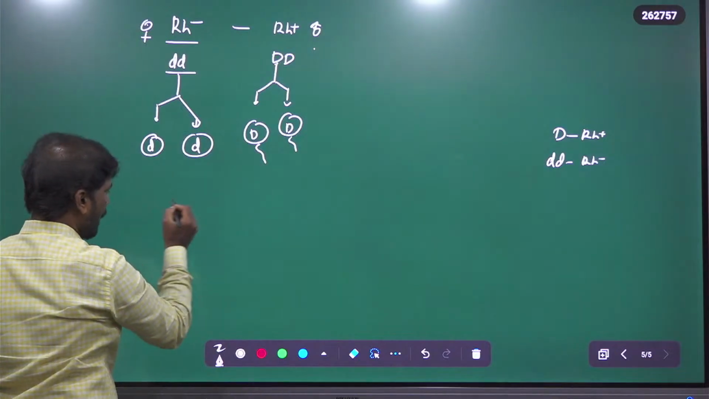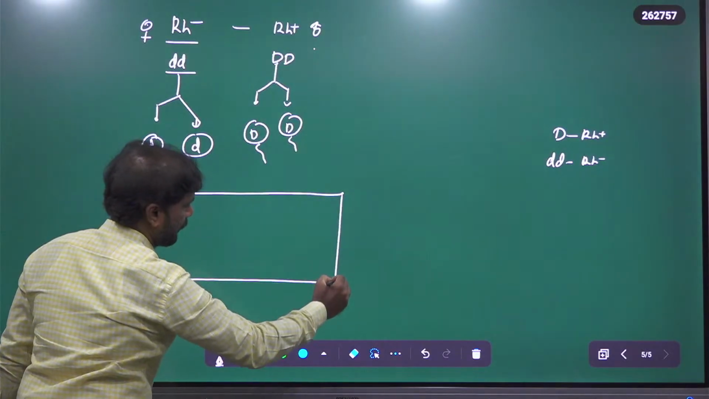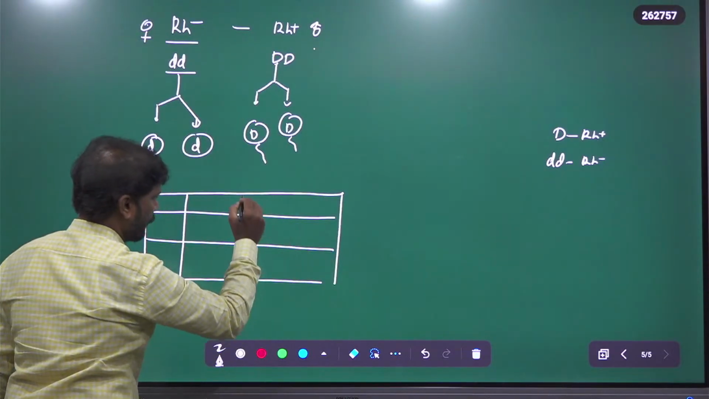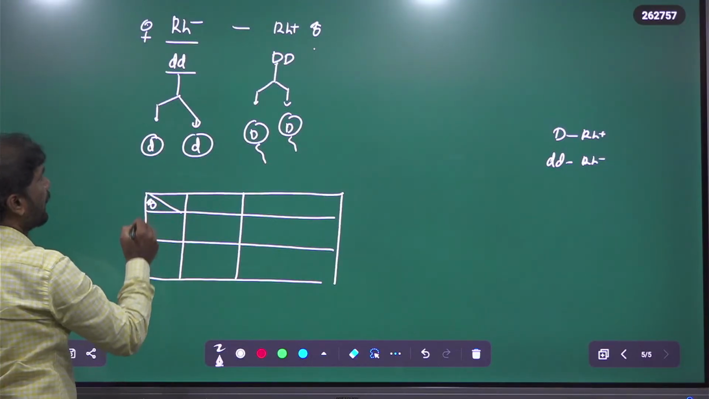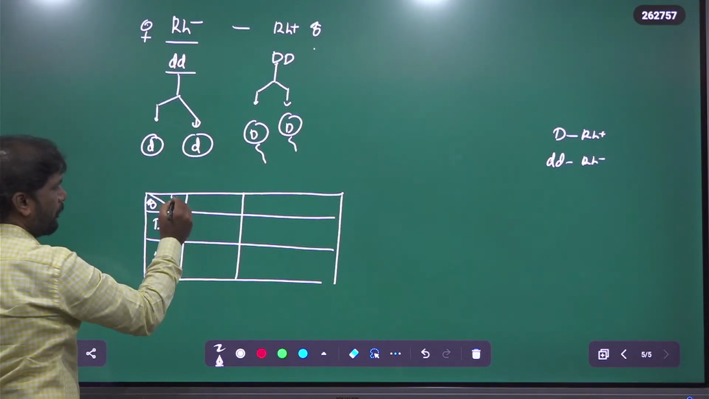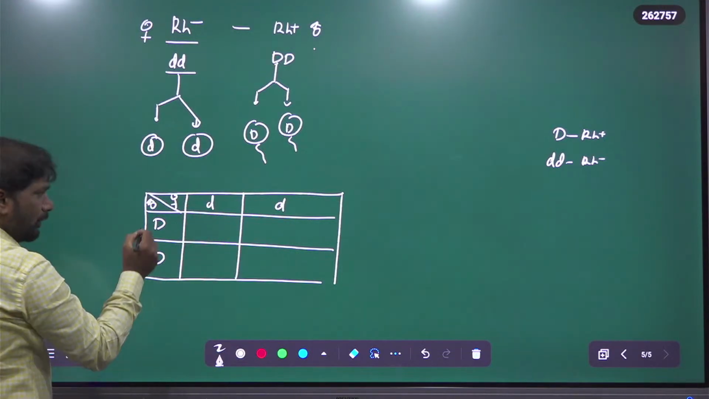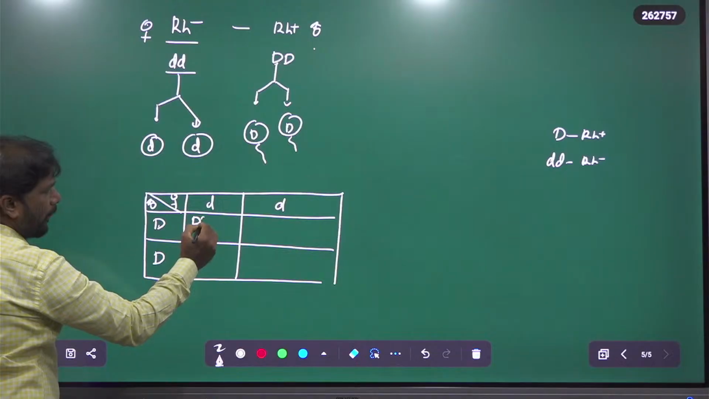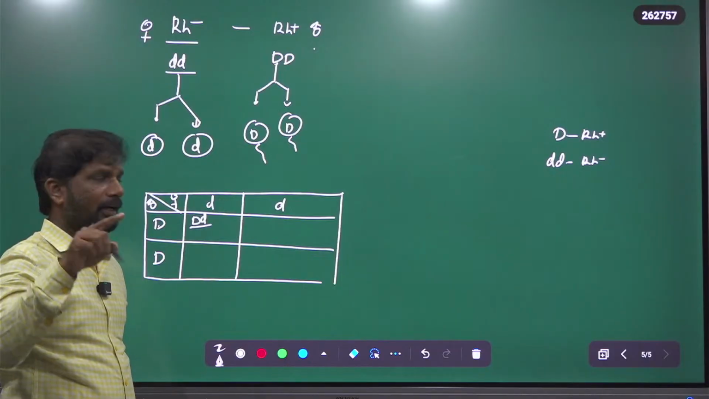Now these gametes are put into the Punnett board. How many gametes are there? Four gametes, so take four boxes. On the left side take the male gametes, capital D and capital D, and the female gametes, small d and small d. The union between sperm and ova gives capital D and small d, capital D and small d, as per the scientists Fisher and Race.